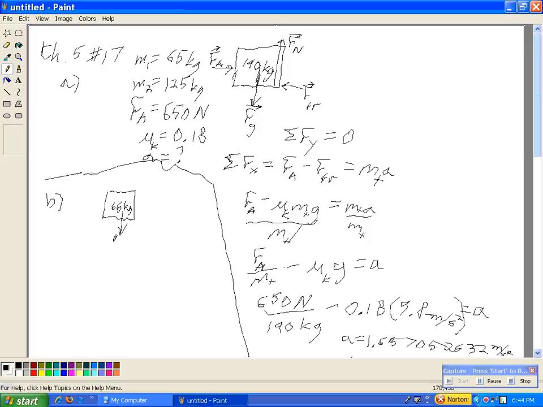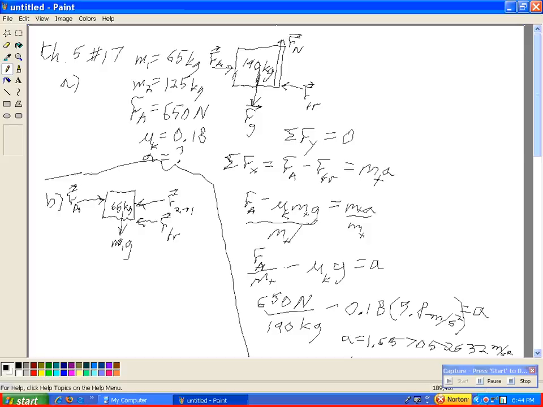So it's got the force of gravity. It's got the applied force going straight on it. It's got the force of friction. And it also has the force that we're trying to find, the force of box 2 on box 1. All those little arrows.